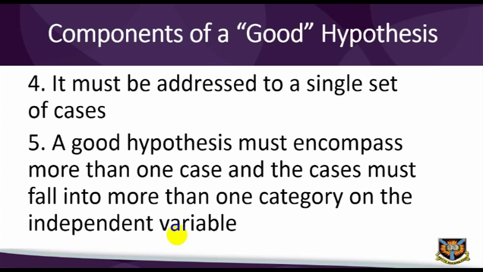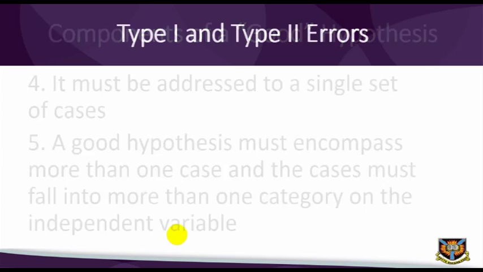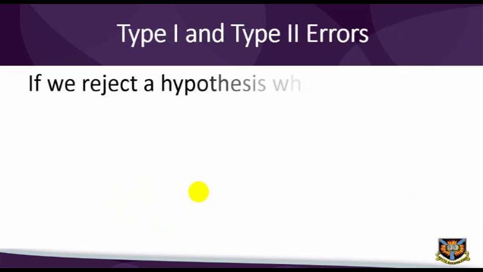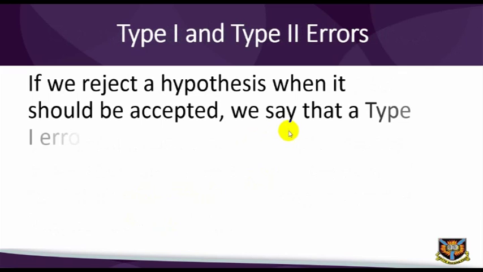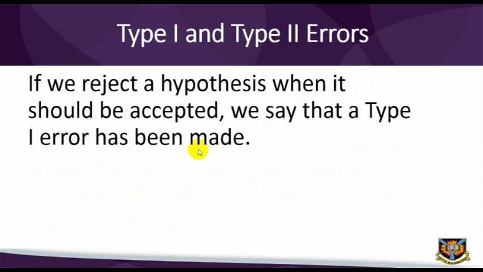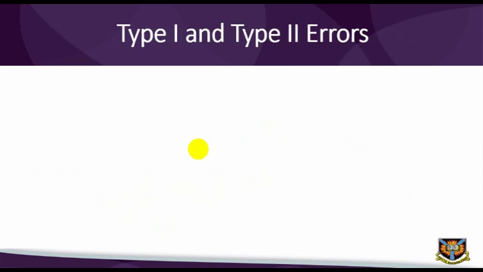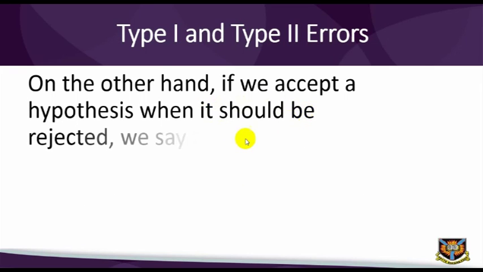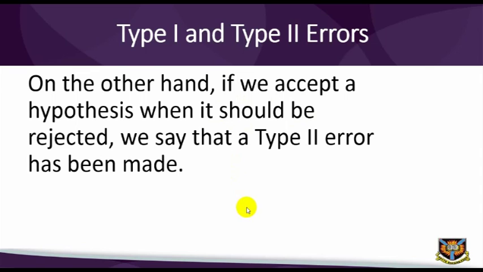Type 1 and Type 2 errors. If we reject a hypothesis when it should be accepted, we say that a Type 1 error has been made. On the other hand, if we accept a hypothesis when it should be rejected, we say that a Type 2 error has been made. In either case, a wrong decision or error in judgment has occurred.